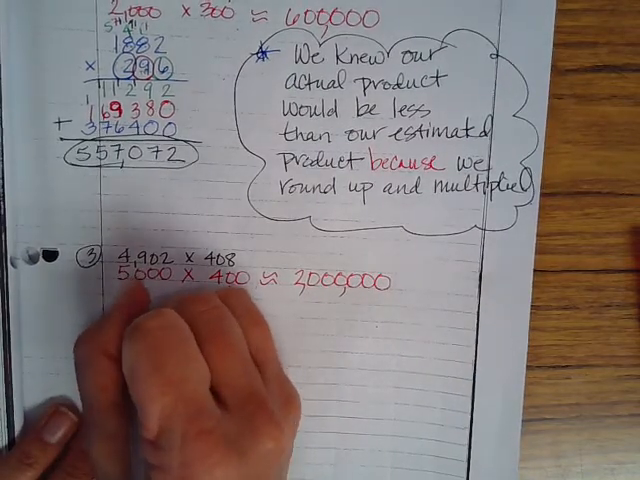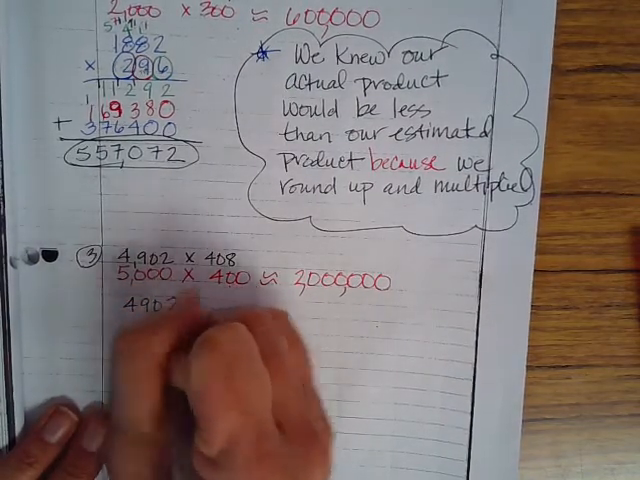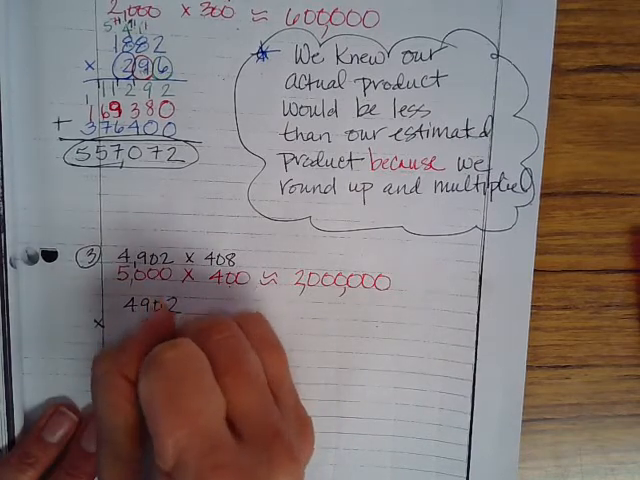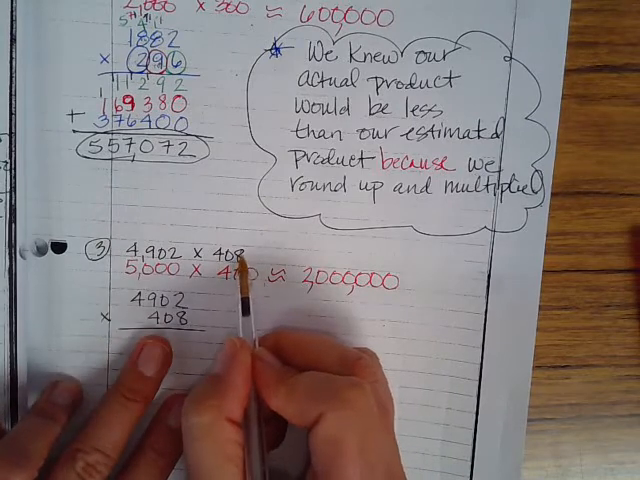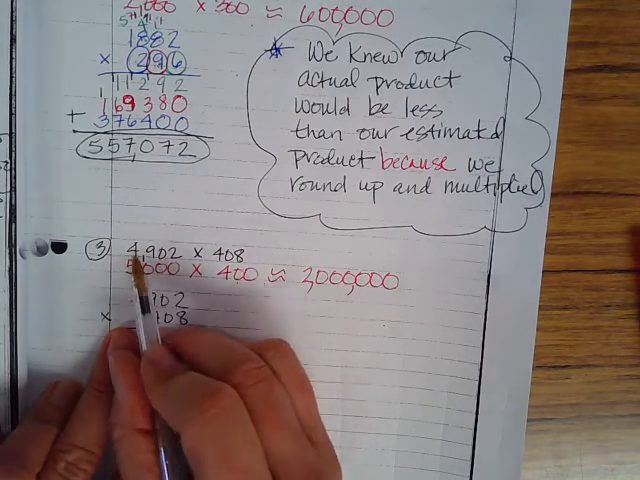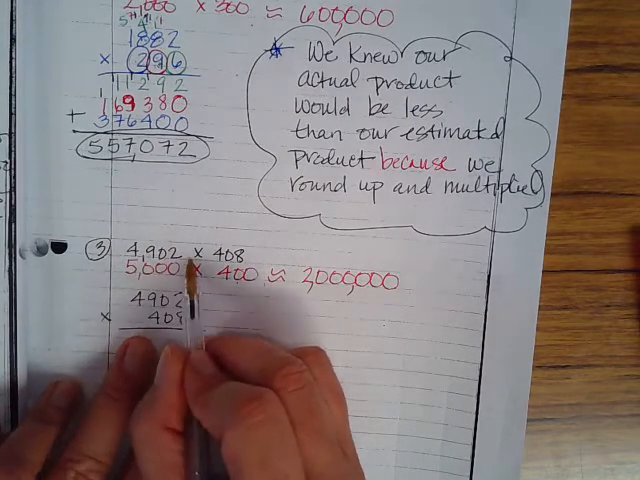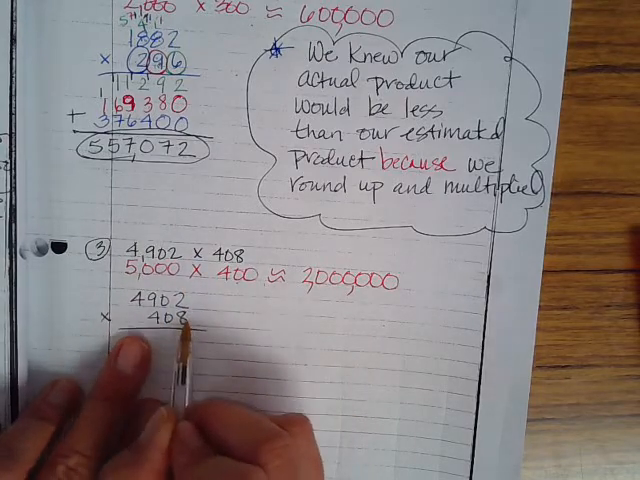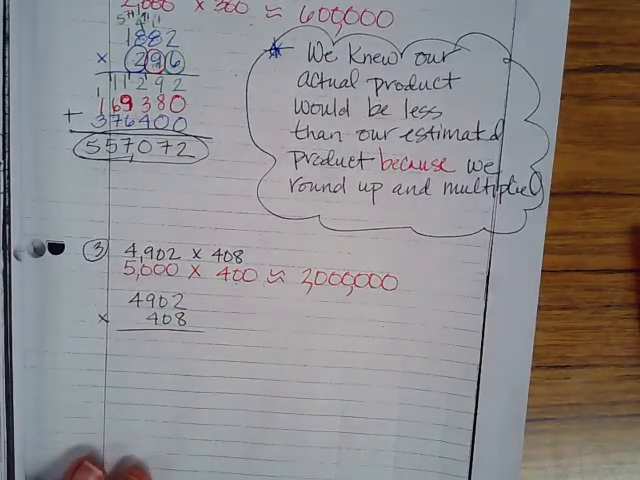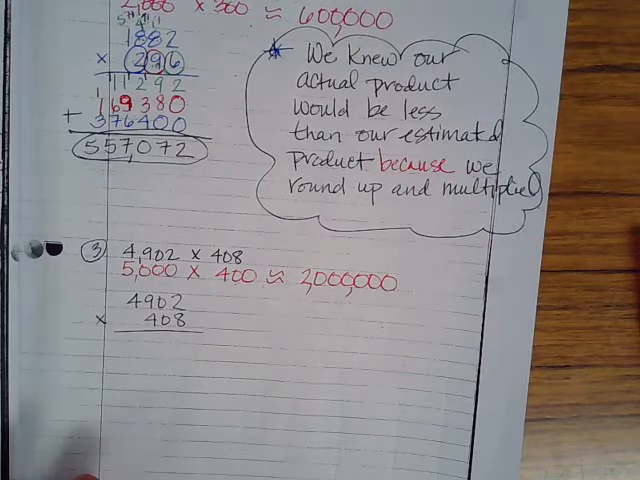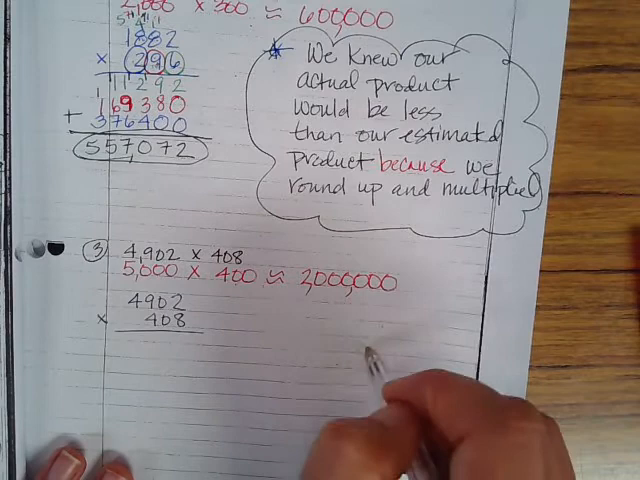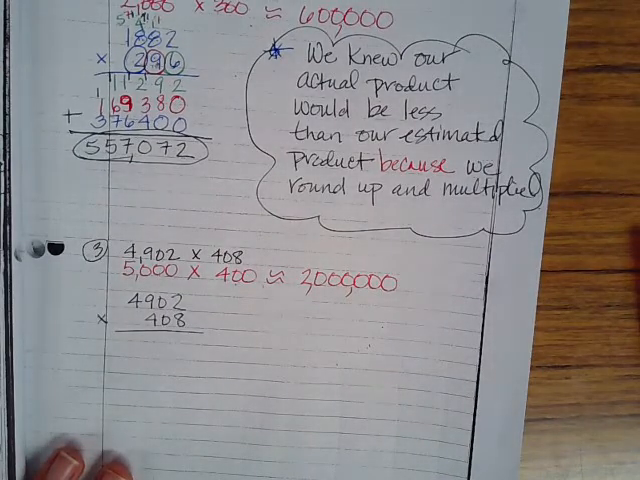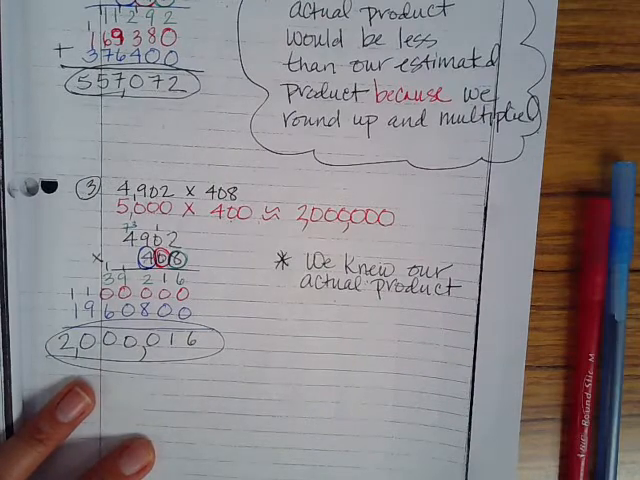Let's do it right now. 4,902 multiplied by 408. That means you have 408 copies of 4,902. You have 408 copies of that. So go through and solve and then come back and check your work. Don't forget to write down what your estimate, what your prediction is. So you're writing this down.